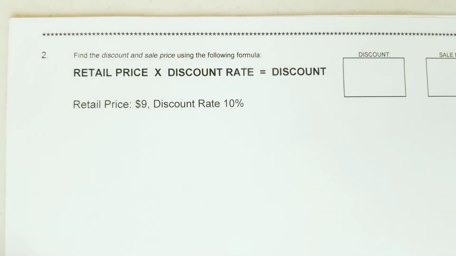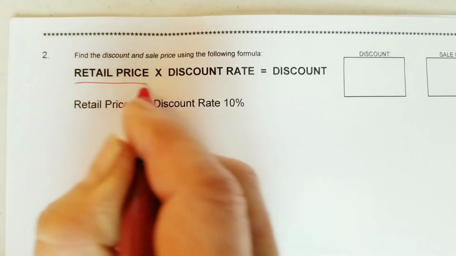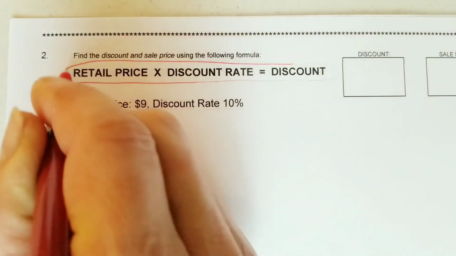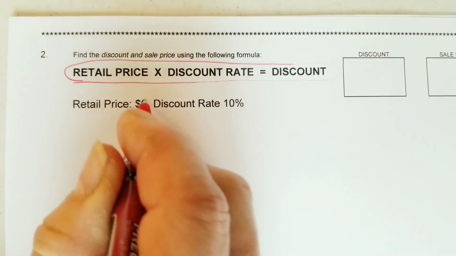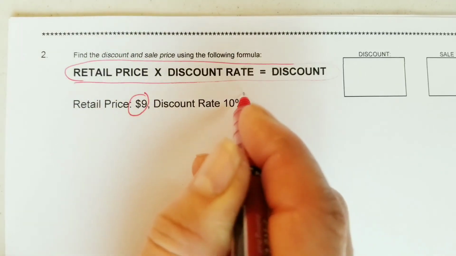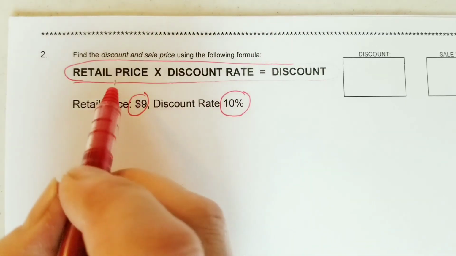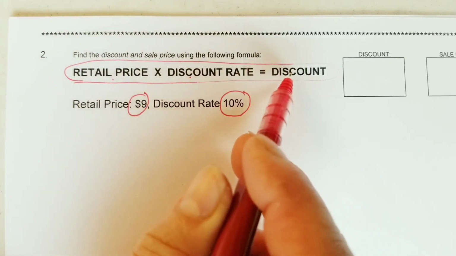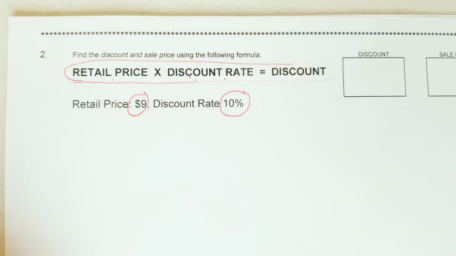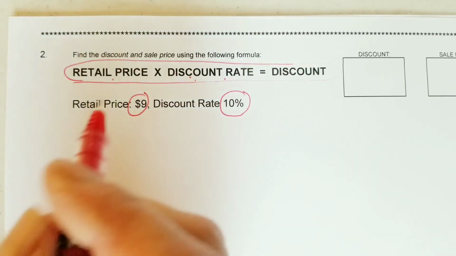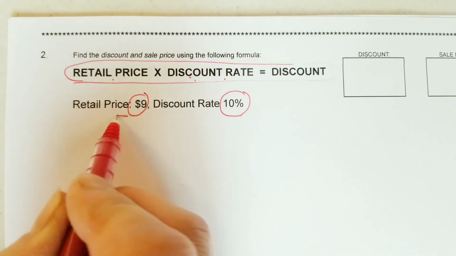Okay, so let's look at number 2. We have a retail price times discount rate equals discount. That's our formula, and we're looking for the discount and the sale price. So long as, I will be giving you the formula on the final. So long as you guys are able to substitute your values in the correct 2 spots here, you guys should be just fine, okay? So our retail price, it says, is $9.